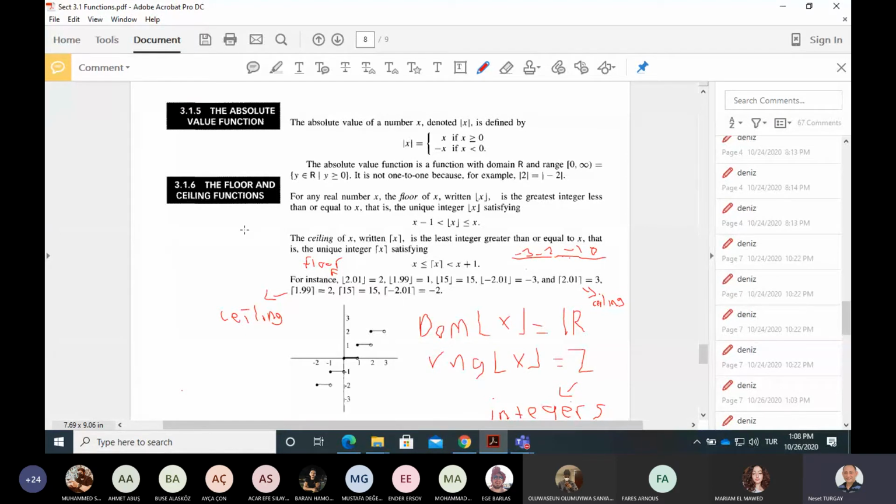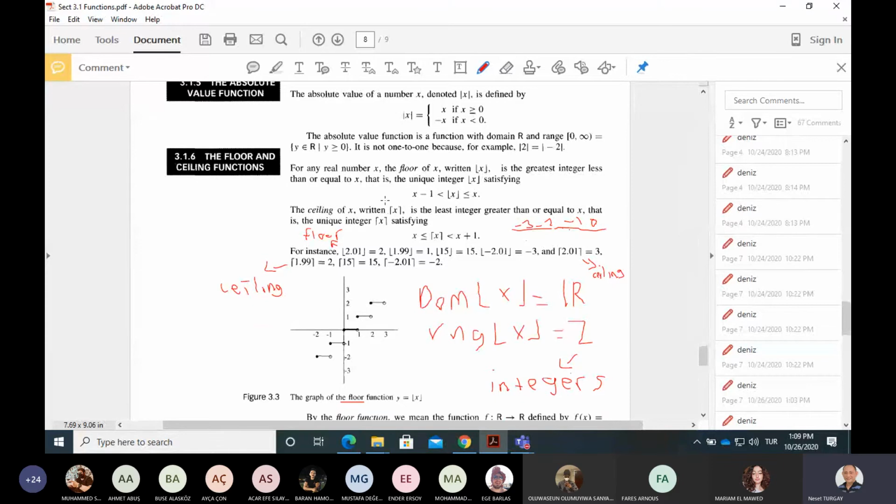We have the floor function. For any real number x, the floor of x is written like this, can you see, like L's looking at each other from right and left. Then between them you have x. This is the greatest integer less than or equal to x. That is the unique integer satisfying this equation: x minus 1 is less than floor of x, and this is less than or equal to x.